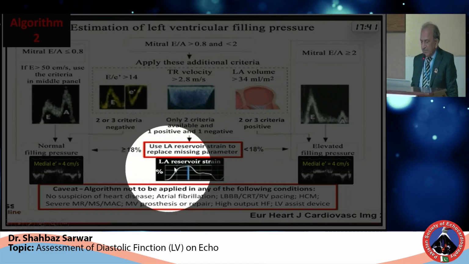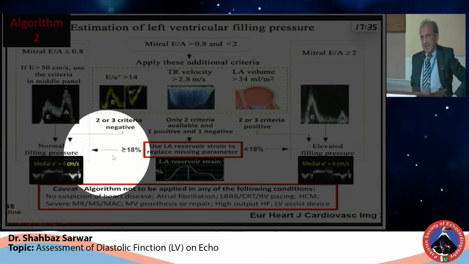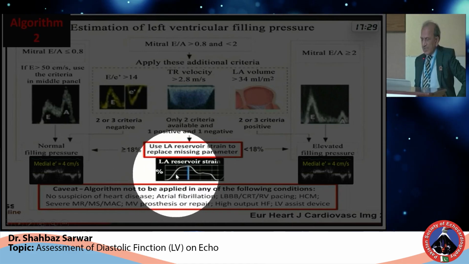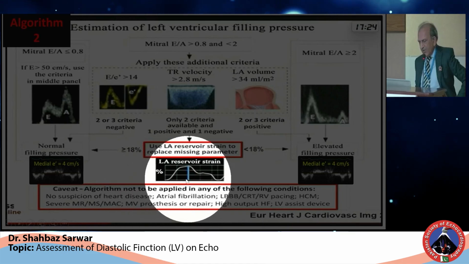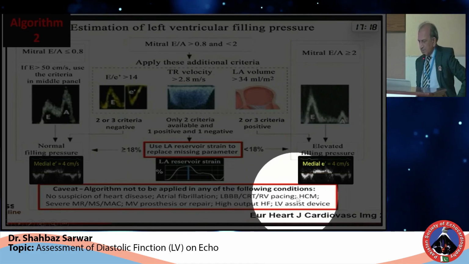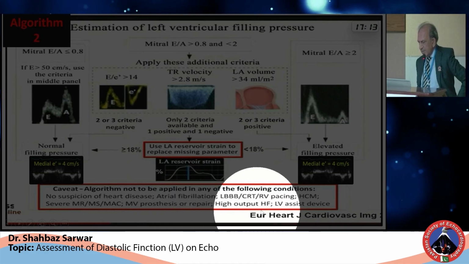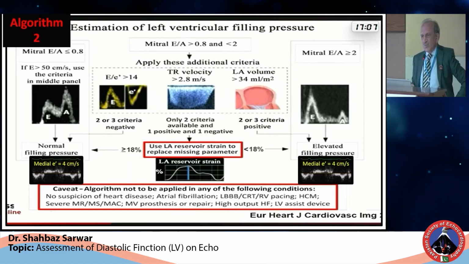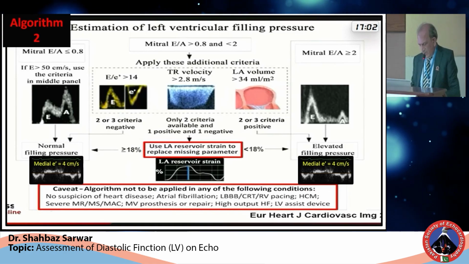Now, here comes the value of LA strain, LA reservoir strain. And this is kind of a missing parameter. If we add that, then in most of the cases we would be able to define. We have to remember that this algorithm cannot be applied or properly applied in atrial fibrillation, bundle branch blocks, pacings, hypertrophy, severe mitral valve disease processes, high output states. And especially in these cases, what comes to our help is pulmonary vein analysis, isovolumic relaxation time, and all these things, LA strain.